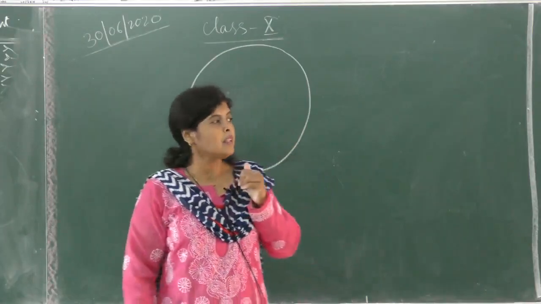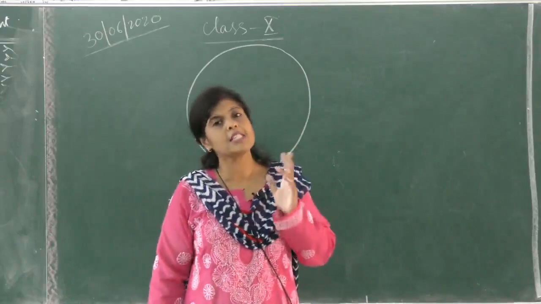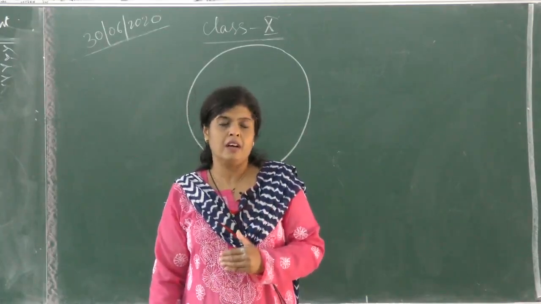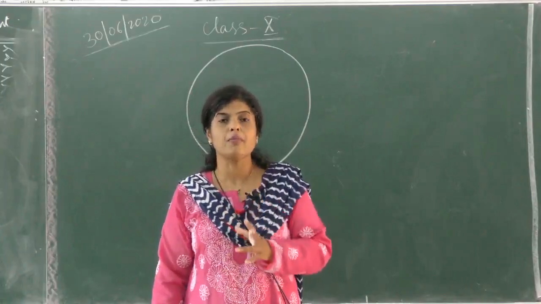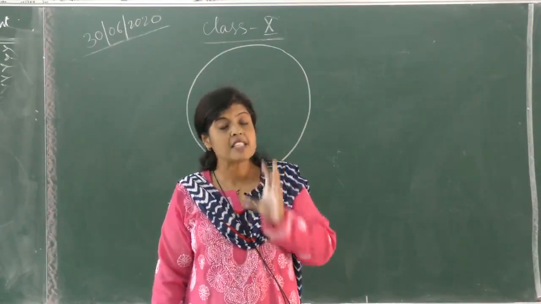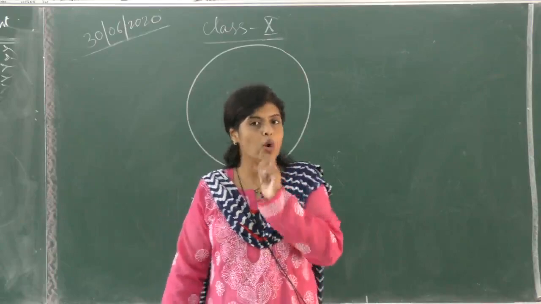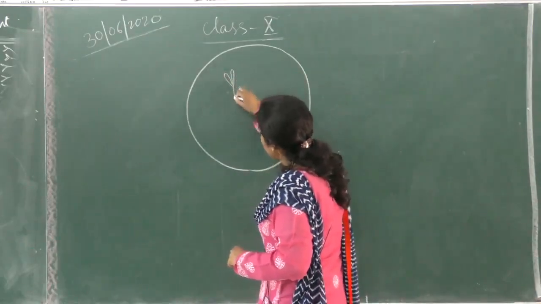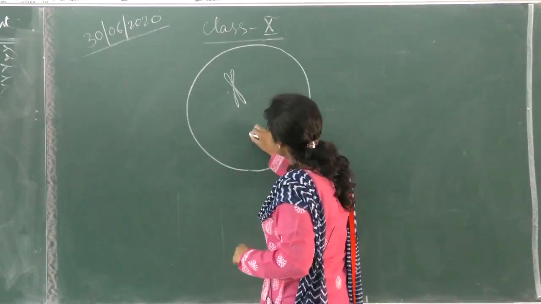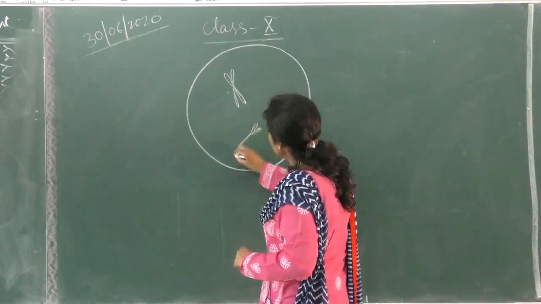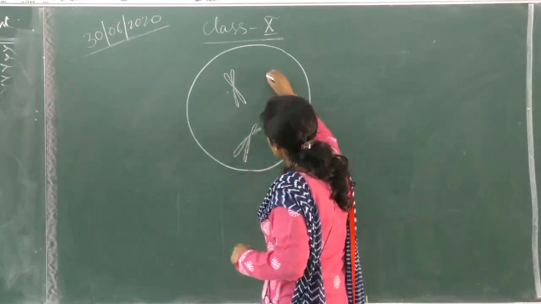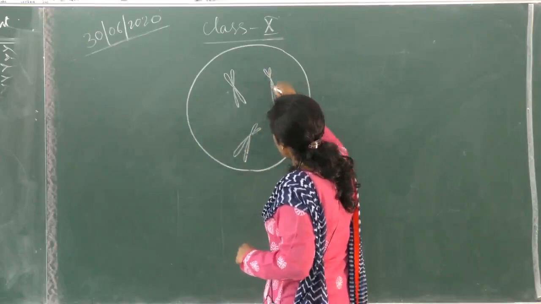Okay, so meiosis starts in a diploid cell. The result of meiosis leads to the formation of haploid cells, but it starts with a diploid cell. What is the meaning of diploid cell? A cell with 2 sets of chromosomes. What do you understand by 2 sets of chromosomes? That means each chromosome will have its pair.